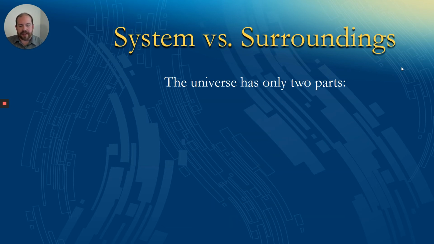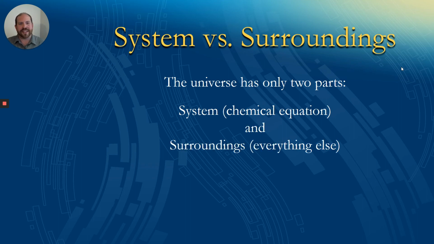The other idea related to both of these that'll come up a lot for us is the idea of a system versus surroundings. And here, there's a profound statement that we can make, and that's that the whole universe really has only two parts. The universe is made up of a system, which for the purposes of our analyses is going to be whatever we're talking about the chemical equation of, and the surroundings, which is everything else in the entire universe. If we define them that way, system plus surroundings equals universe.